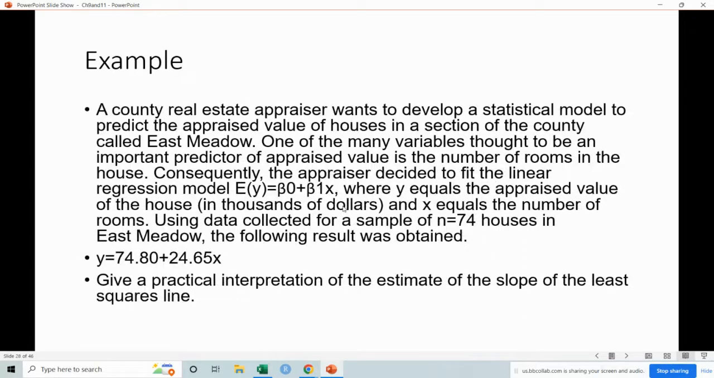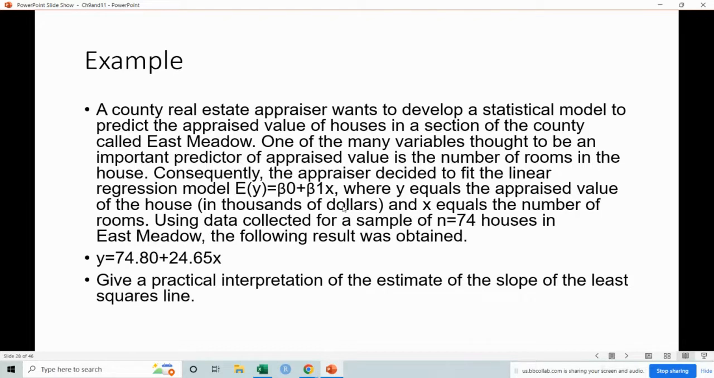So, our first example. A country real estate appraiser wants to develop a statistical model to predict the appraised value of houses in a section of the country called East Meadow. One of the many variables thought to be an important predictor of appraised value is the number of rooms in the house. So kind of interesting because we have like a hopping real estate market.